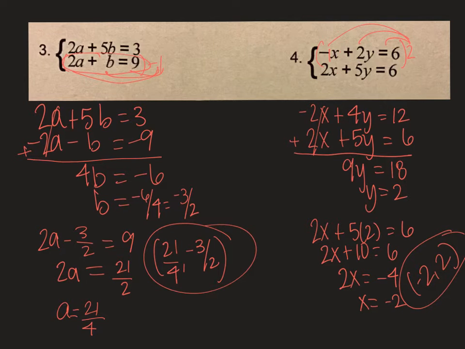So -2, 2. And again, if you're not ever sure if you're getting the right answer, if you plug that ordered pair in for x and y in both equations, you should get two true equations. So you should get something like 5 equals 5, 10 equals 10. Both sides of the equal sign should be equal to each other.